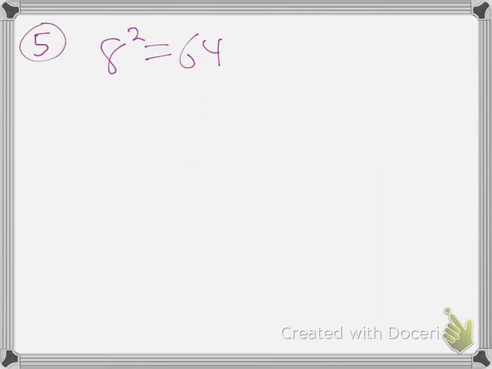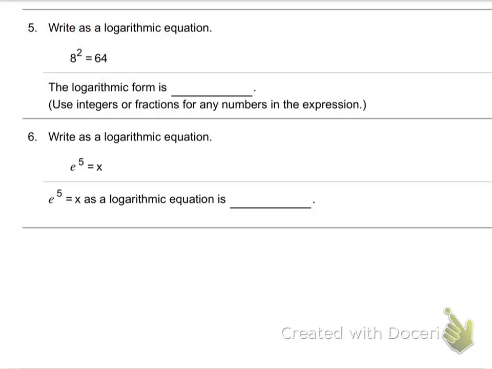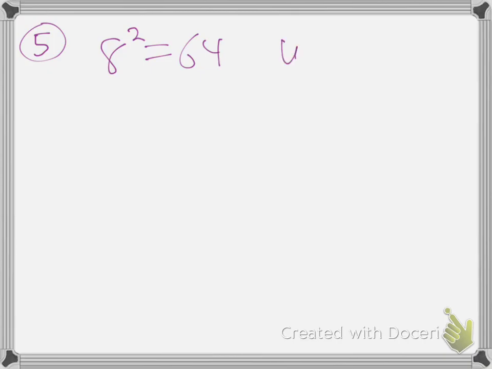They don't want me to work any more out. You know 8 squared is 64. 8 times 8 is 64. What do they want me to do? They want me to write it as a log. Is that right? Yeah. So I'm still just translating. I'm really not solving anything.